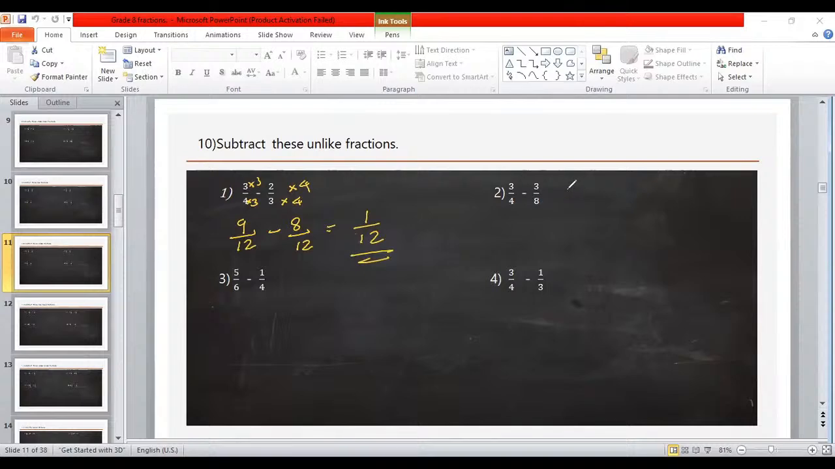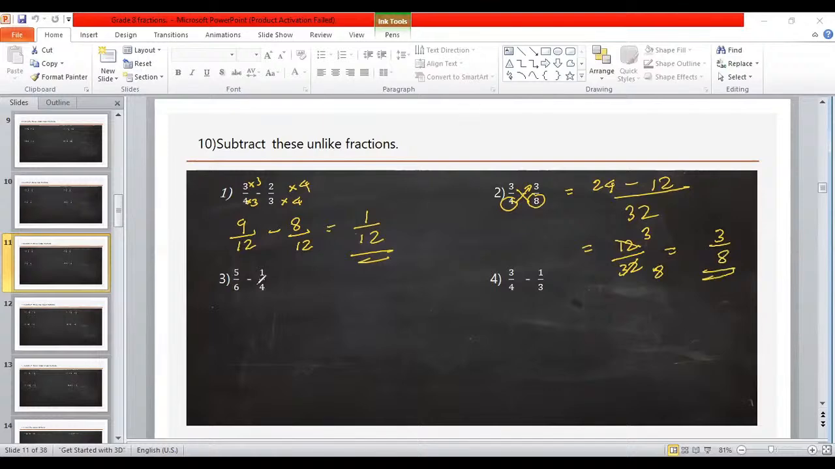Here 8 times 3, 24 minus here 4 times 3, 12 divided by 4 times 8, 32. 24 minus 12 is 12 over 32. Cancel, you can. How many 4s here? 3 4s. How many 4s here? 8. Answer is 3 over 8.